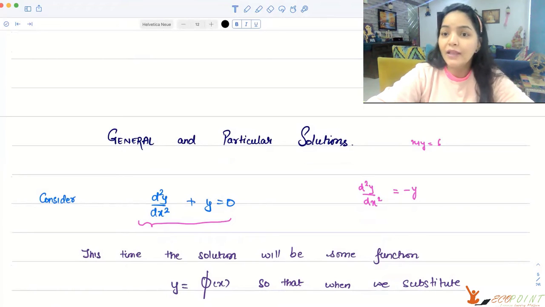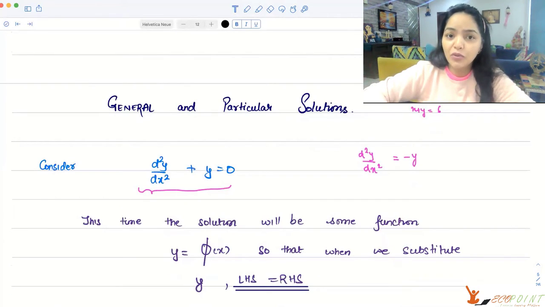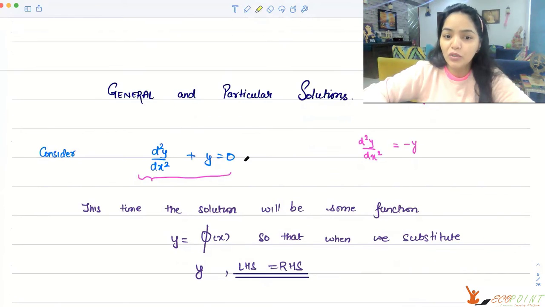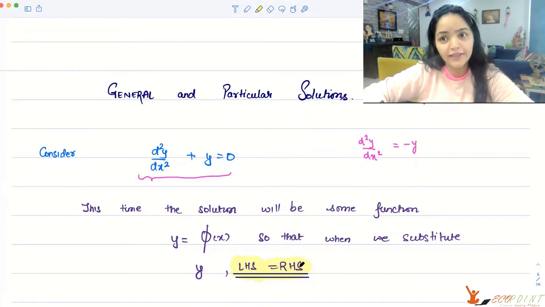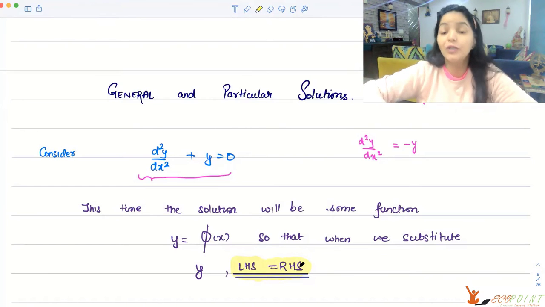Now, y is such a function of x that when you substitute y in the given equation, your left-hand side is equal to the right-hand side. That means the equation is being satisfied, right? And that's what a solution to any sort of equation is. The equation needs to get satisfied. So left-hand side should be equal to the right-hand side.